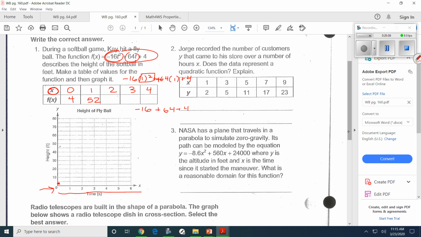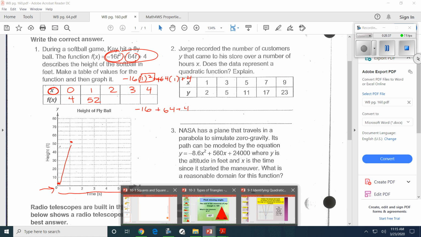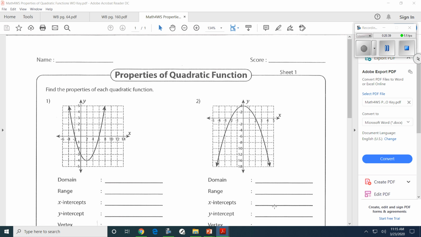So at 1 second, it tells us that the height of the ball was 52. And you're going to keep doing that with the next 3, and you're going to draw what the ball looked like after each second. It should look like a parabola. Okay, so with each one of these, you're just going to think through things that we talked about, and then check the key and see how you did and see if you can understand it. The last page that you're looking at for practice would be this one.